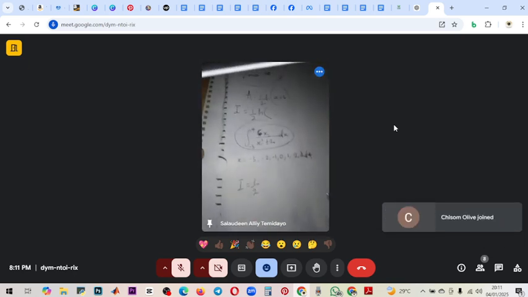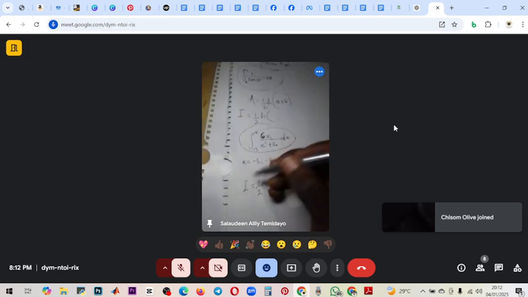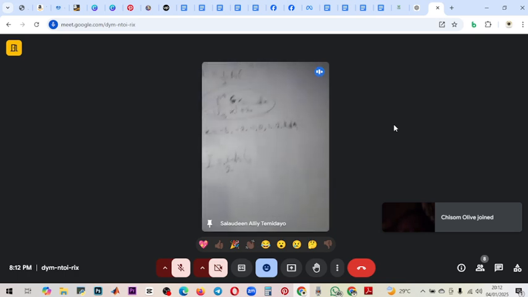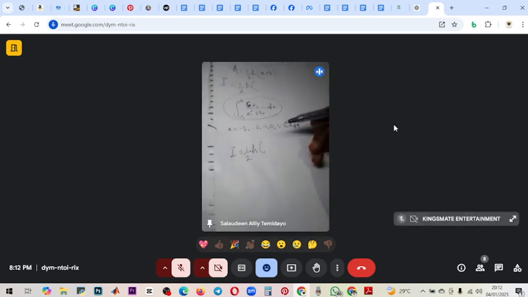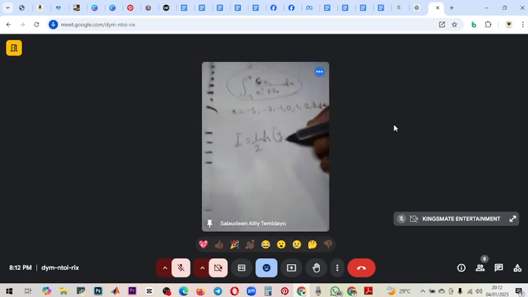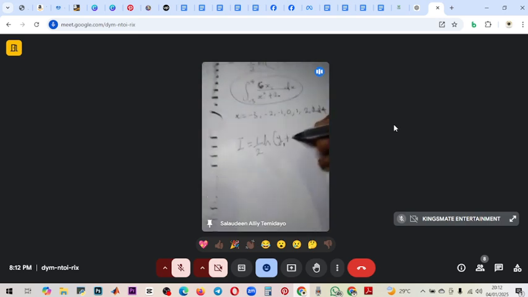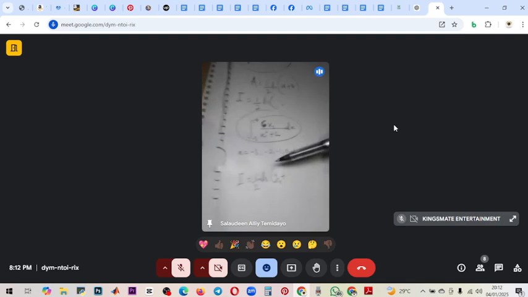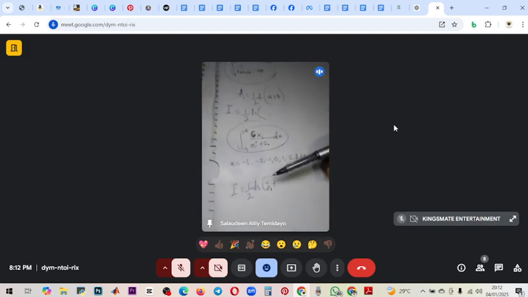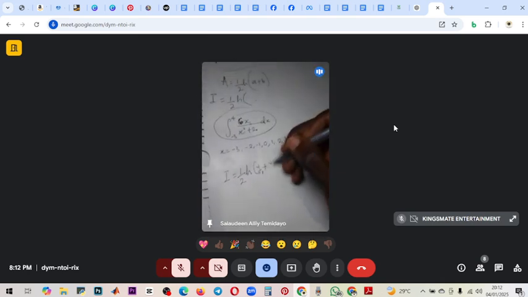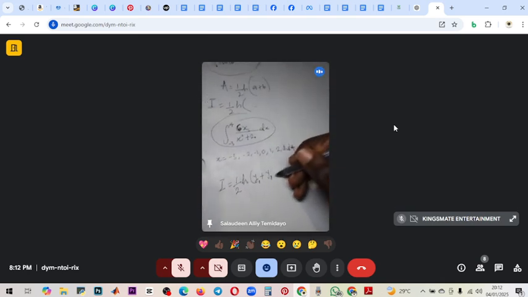Glory. 1 over 2 h. Open your brackets. Then the first one there, the first value there, I'm going to call that y1, plus the last value there. How many ordinates do I have here? I have 8 ordinates, so I'll call the last one y8.